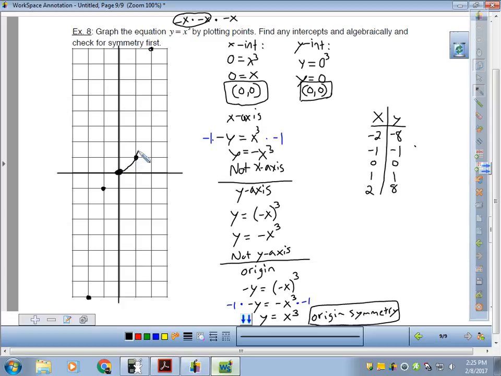We'll try to connect them together. And then remember, put some arrows on the ends to indicate that it does continue going. Now this graph does have that origin symmetry. If I take this point and I reflect it across the y-axis, and then I reflect it across the x-axis, I get this point right here. So it does have that origin symmetry that we found it's supposed to have. So there is that.